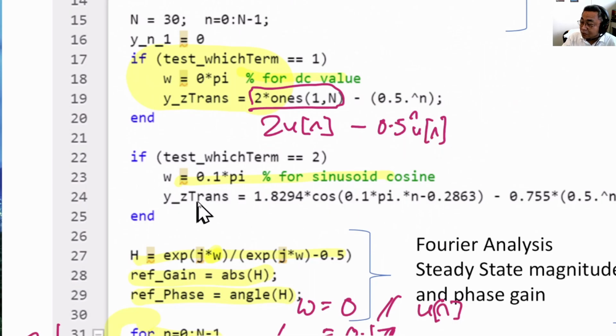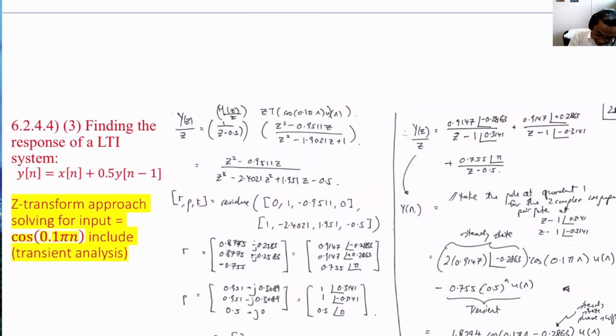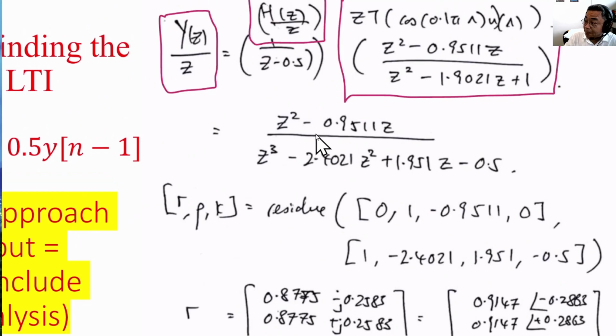Now we are going to use Z transform to solve for 0.1 pi n input. So this is slide page 10, and in this slide we're going to do the same again. We have Y(z) over z, and we have H(z) over z here. And basically, this is the Z transform of the cosine 0.1 pi n u[n]. So this is by lookup table. And then now you have a quadratic equation. And now this quadratic equation will multiply with z to the power of 1. And therefore you have a cubic term below.